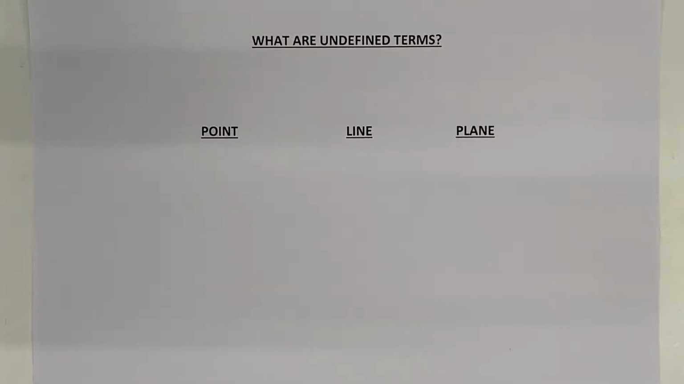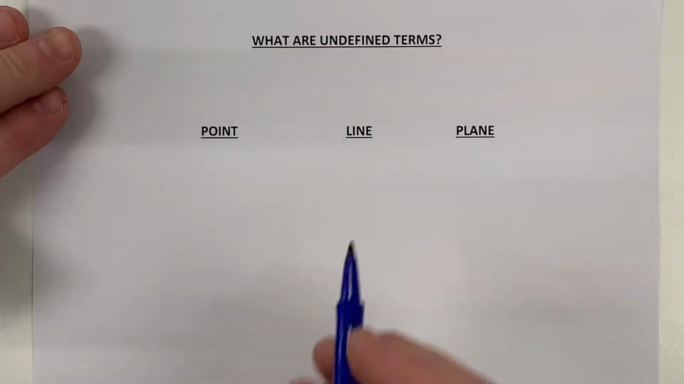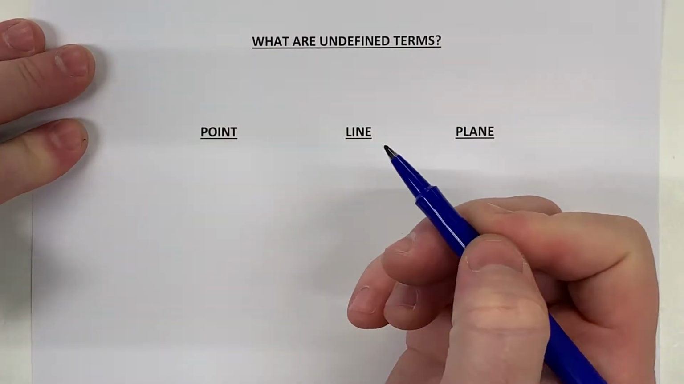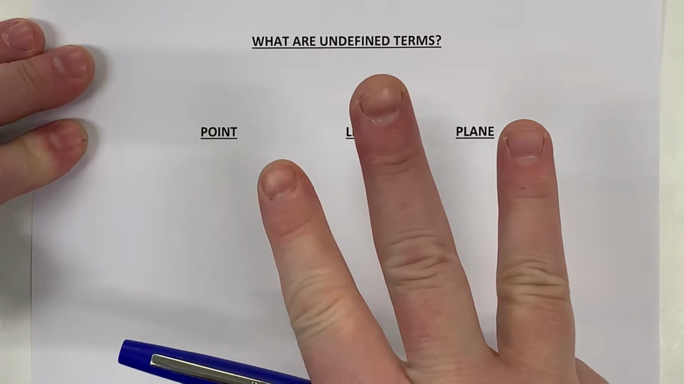All right, so we're gonna talk about what are undefined terms. Undefined terms are terms that are just so simple we don't even really need to define them. And there are three different kinds.